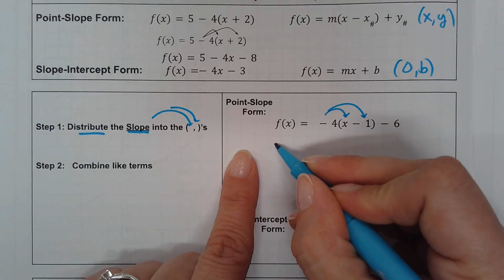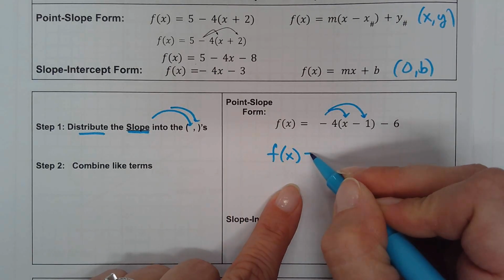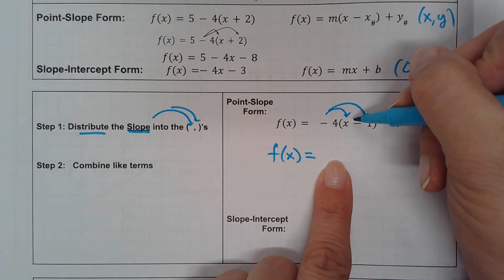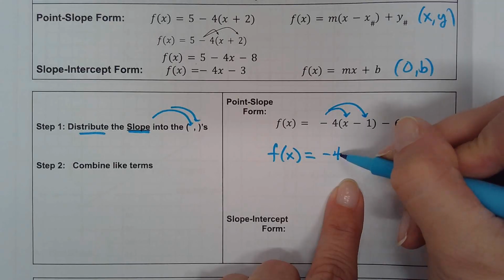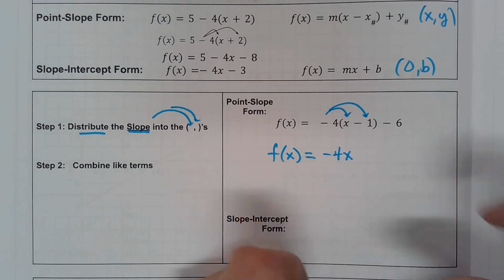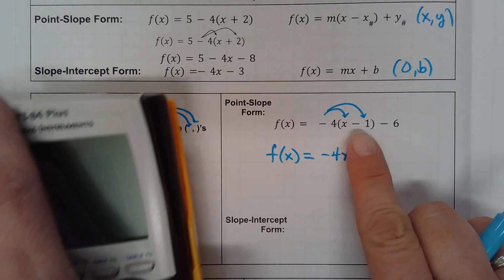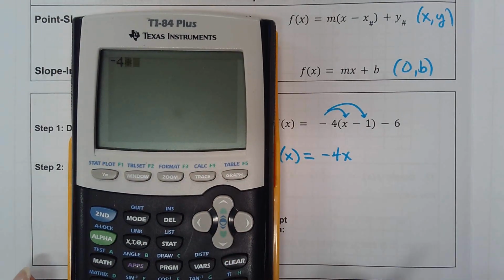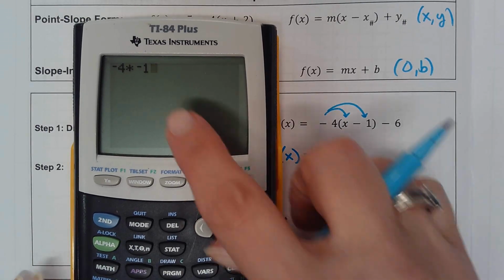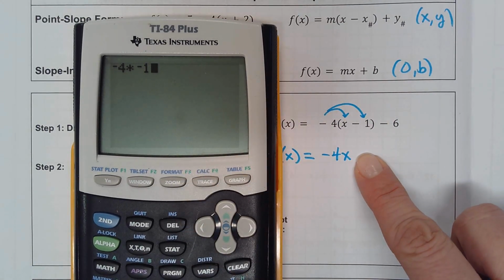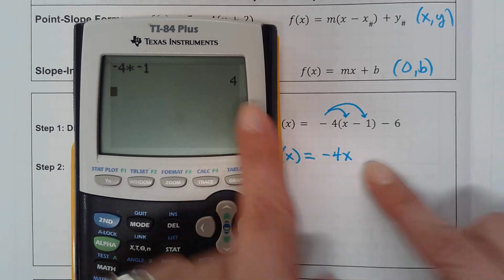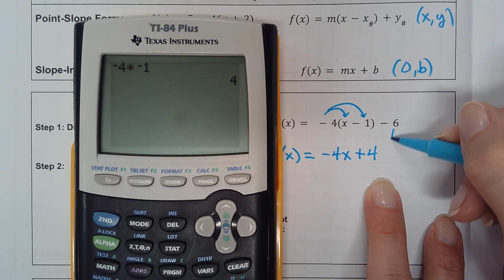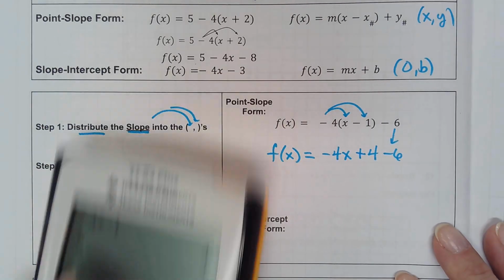So first we're going to drop down f of x equals. Make sure you copy those. -4 times x, that's just -4x. And this is -4 times -1. So when we use our calculator, -4 times -1, what does that make? A +4, so we say +4. And we're going to drop down the -6.